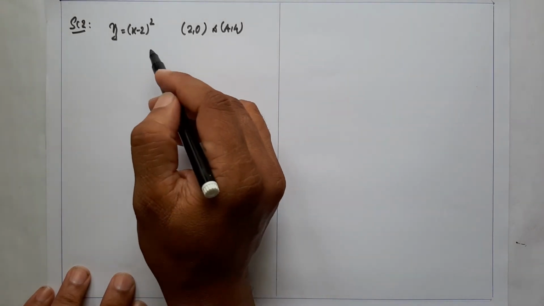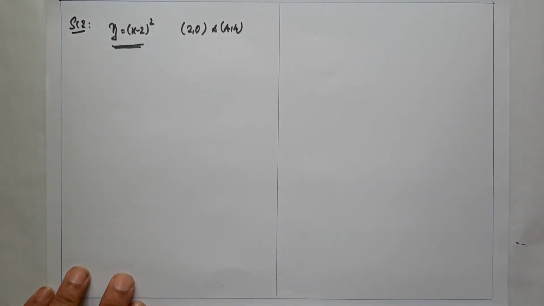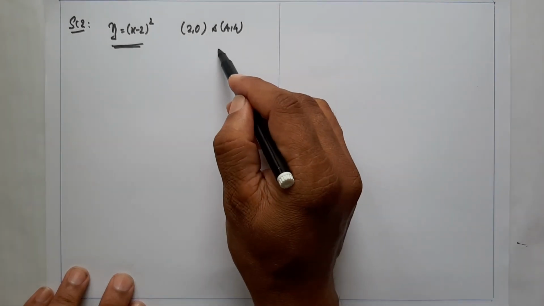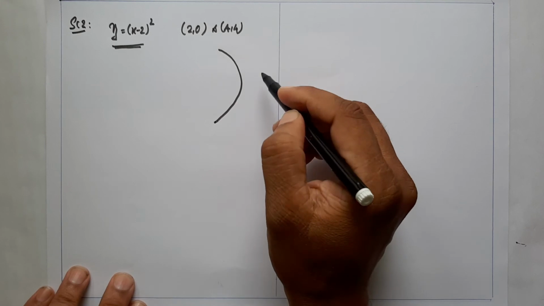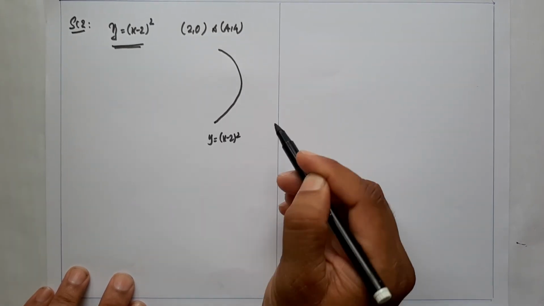Find a point on the curve y equal to x minus 2 the whole square, at which slope of the tangent is parallel to the chord joining (2, 0) and (4, 4). Suppose the curve is y is equal to x minus 2 the whole square.